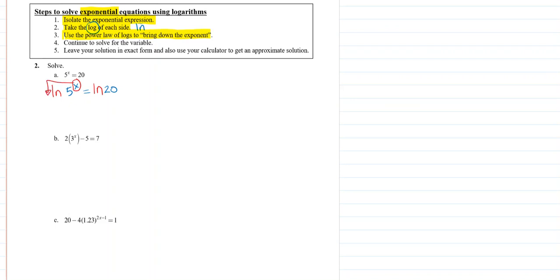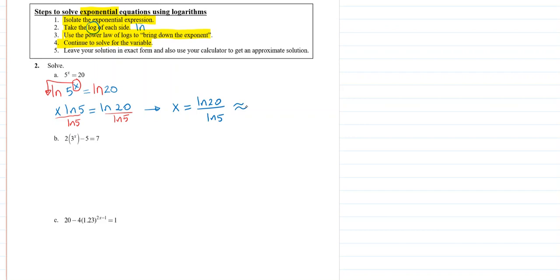And that gives us a new equation that is no longer exponential because it doesn't have an x in the exponent. This is actually a linear function. So the next step just says continue to solve for the variable. Whatever type of equation you might get, oftentimes it's just a linear equation. So to get x by itself, I'll just divide both sides by what's bothering the x, which is ln of 5. And that is our exact solution, ln of 20 divided by ln of 5.